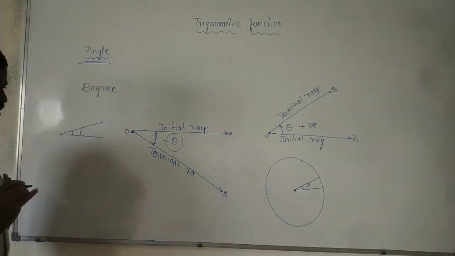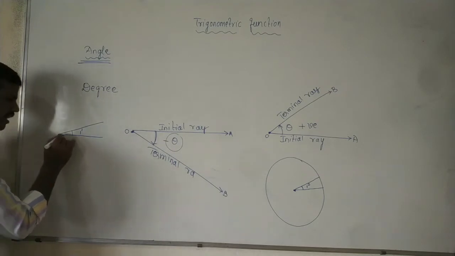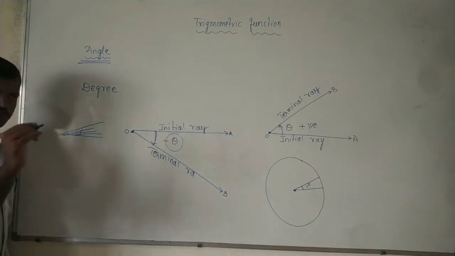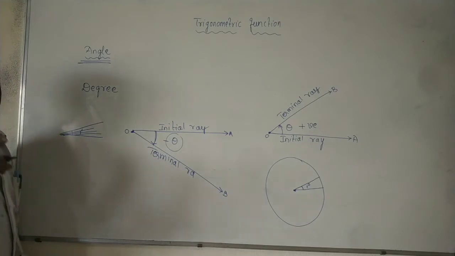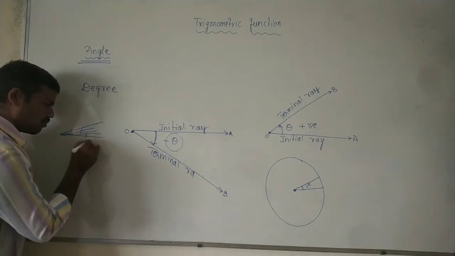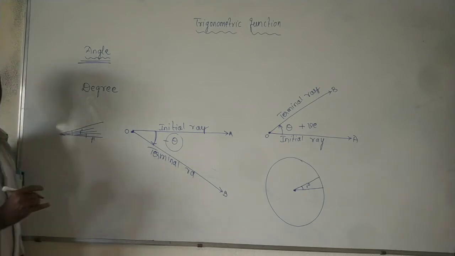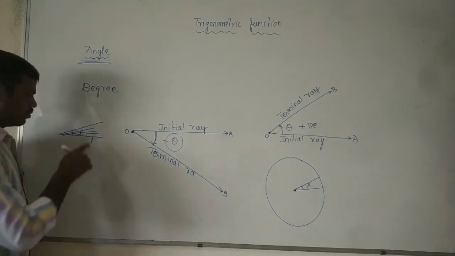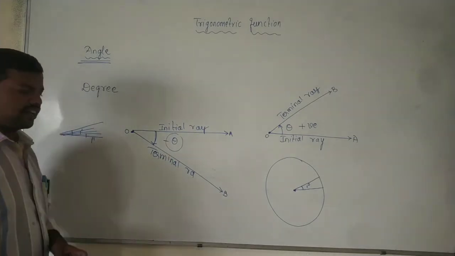1 minute. So again this minute is divided into 60 equal parts. Then each part is called 1 second. So what is a degree?